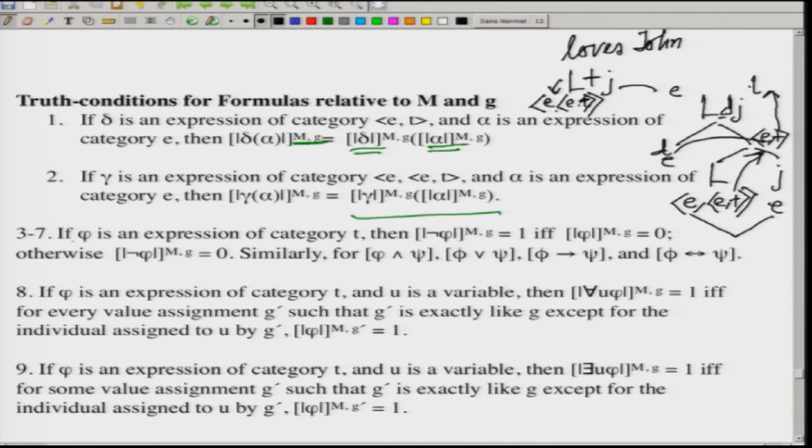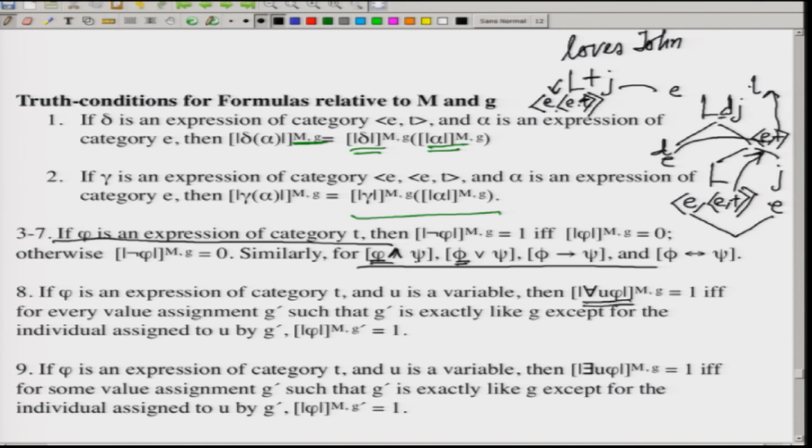I am reading these rules. If phi is an expression of category T, then the value of neg phi is 1 if and only if the value of phi is 0, because it is negation. Similarly, for these others we know that this will be 1 if and only if both phi and psi are 1, or either phi or psi is 1, and all that stuff, we know all these things. Now, it is like the old system. If phi is an expression of category T and u is a variable, then ∀u phi with respect to M, g is 1.